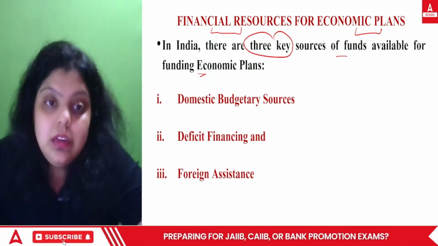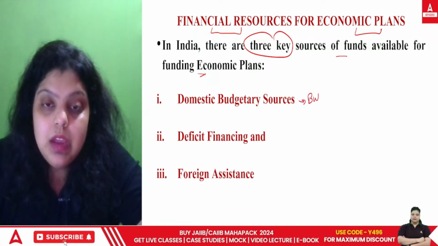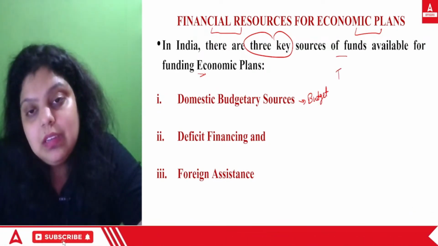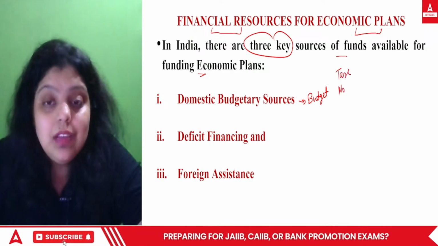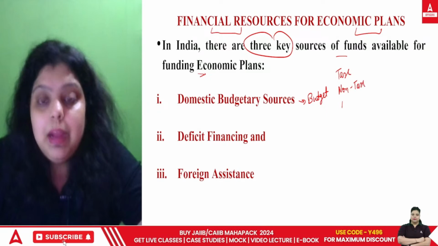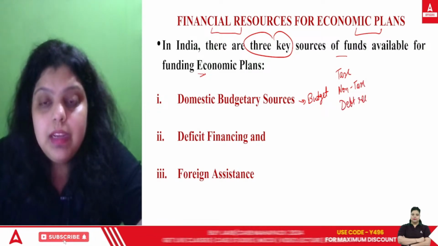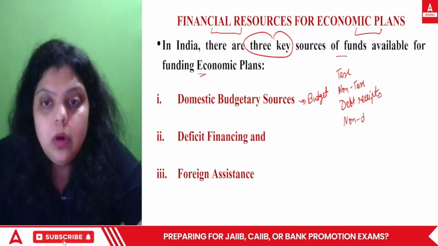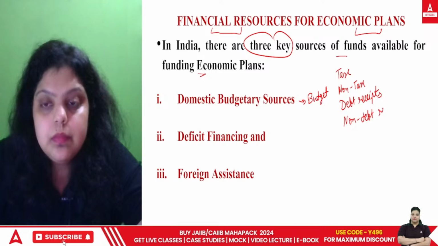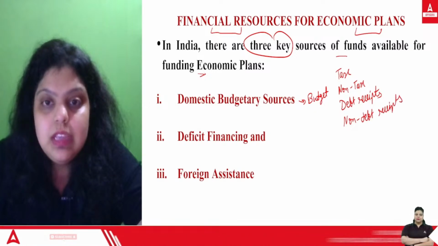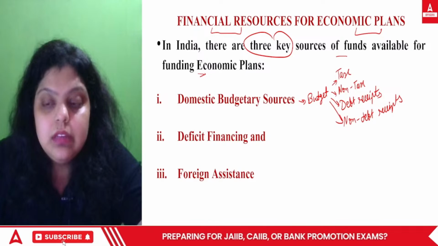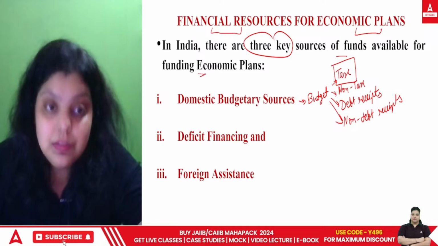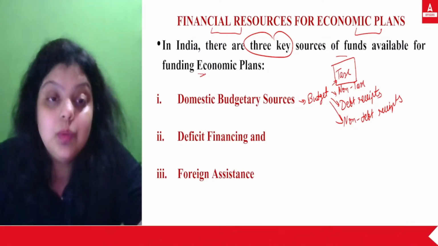First of all, domestic budgetary sources are the way of earning money by the Government of India in the budget. In the budget, the government has certain ways. By tax revenue, by non-tax revenue, the government earns money. By debt receipts, the government earns money. Then by non-debt receipts, the government earns money. So these are the 4 ways by which the government earns money. Out of these 4 ways, the maximum money the government collects is tax revenue. The maximum funds the government is collecting is from tax revenue.